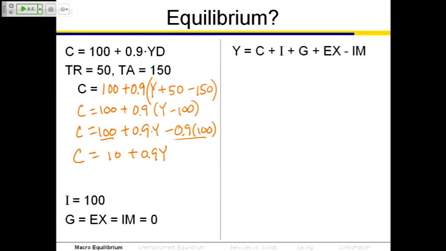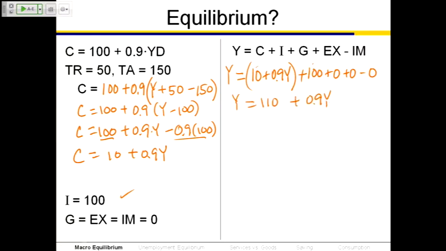To find equilibrium, we do the same thing. Output equals aggregate demand, where aggregate demand is C plus I plus G plus exports minus imports. So we're going to solve for output and income, that's the Y on the left, and it equals consumption, so we're just going to rewrite our consumption function. 10 plus 0.9Y is consumption, plus investment was given as 100, plus government is 0, plus exports is 0, minus imports is 0. Simplify. Y equals 10 plus 100 is 110, plus 0.9Y.